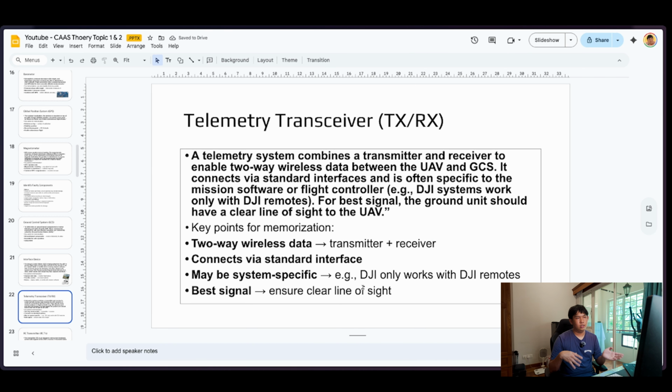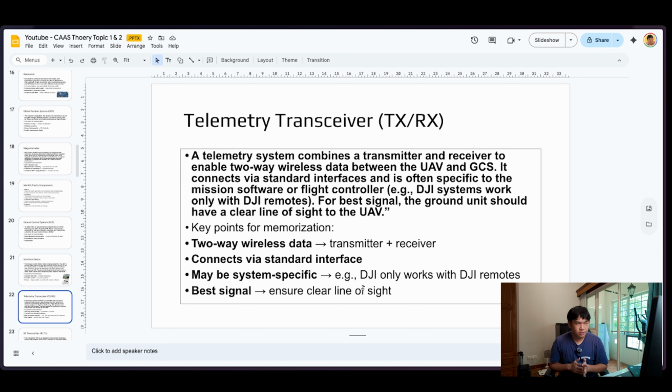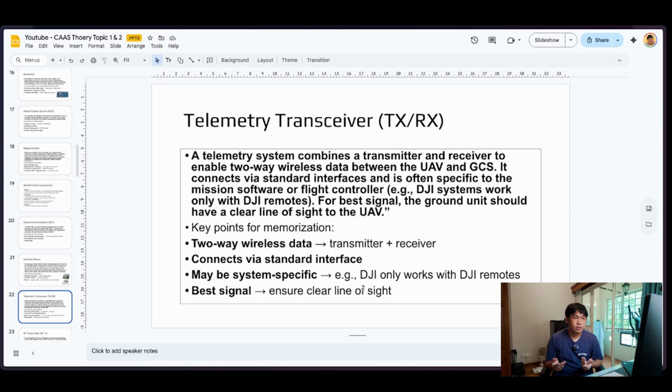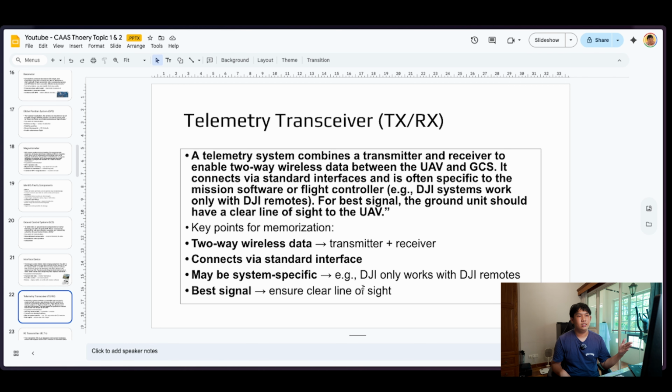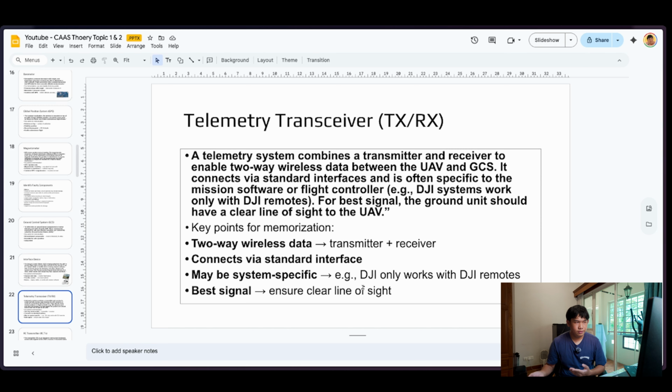The telemetry transceiver is either TX or RX. Telemetry systems combine a transmitter and a receiver to send wireless data between the UAV and the GCS. GCS is the ground control system. It connects via a standard interface, often specific to the mission software, like DJI systems work.